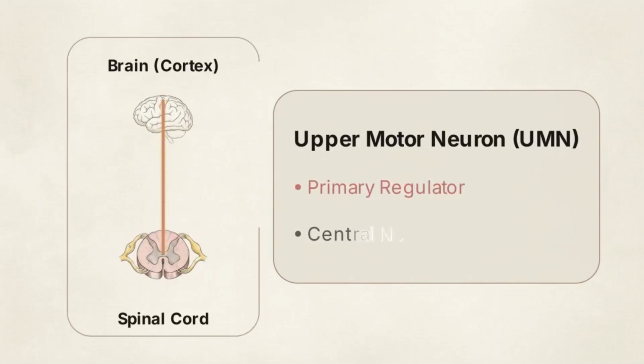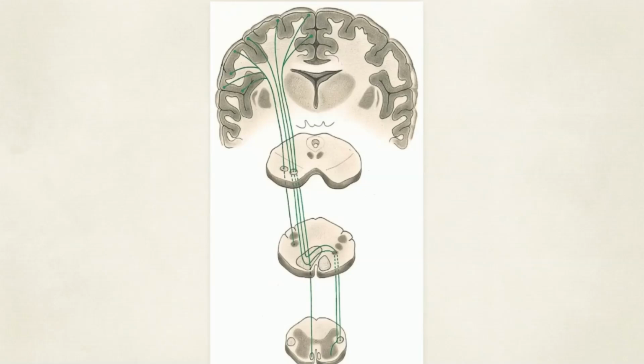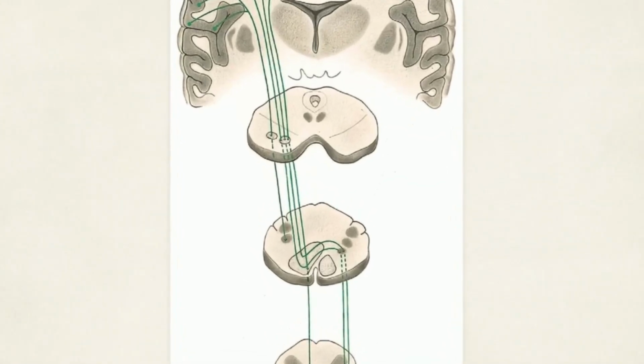This is the primary regulator of the central nervous system. This diagram illustrates the origin of the upper motor neuron in the cerebral cortex. It serves a dual purpose, initiating voluntary movement while continuously inhibiting the automatic reflexes in the spinal segments below it. From the cortex, the corticospinal tract descends deep into the brain, funneling through the midbrain toward the spinal cord.